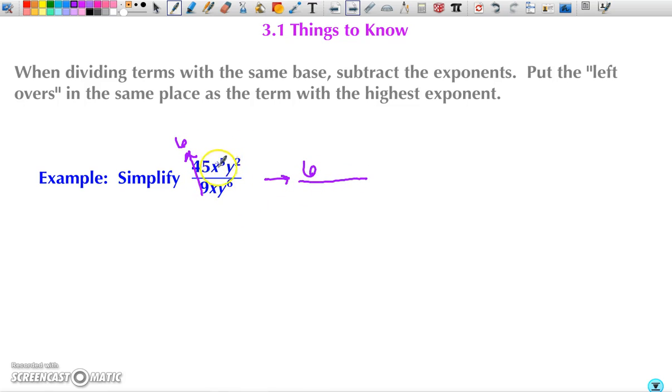Now x and x to the 5th. Same base, so subtract your exponents. This would be x to the 4th because it's 5 minus 1. And it goes up top because that's where the higher exponent is. And then we have y squared and y to the 6th. Now this one's going to come down here. 6 minus 2 is 4, so that's y to the 4th. And so your denominator is y to the 4th, and there's your answer.